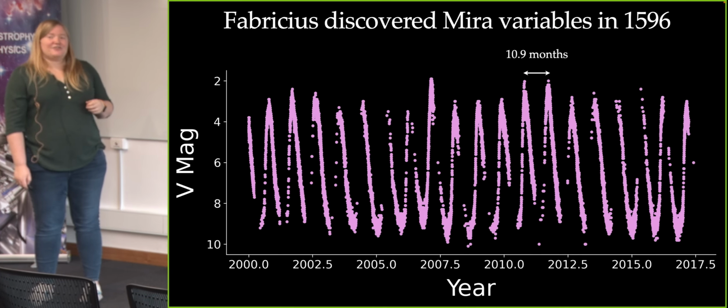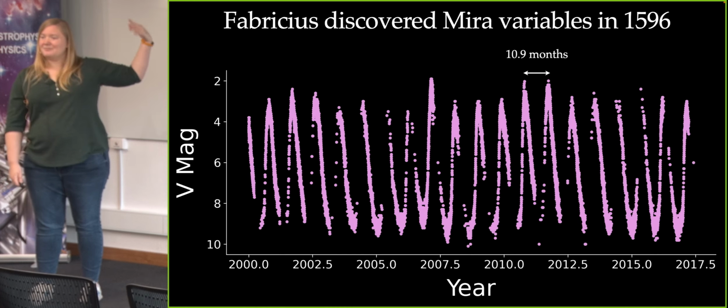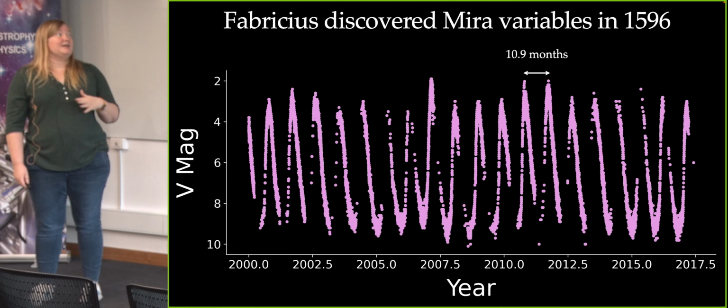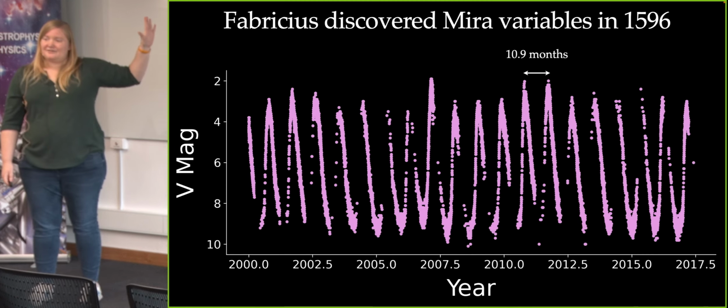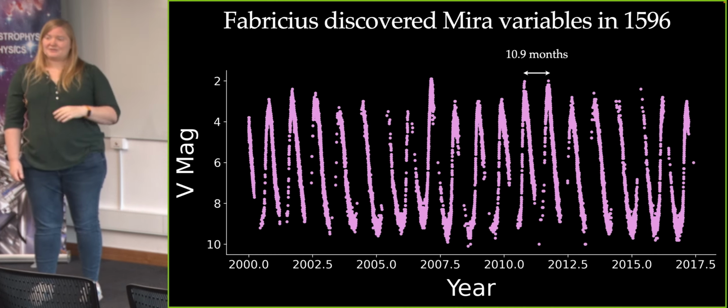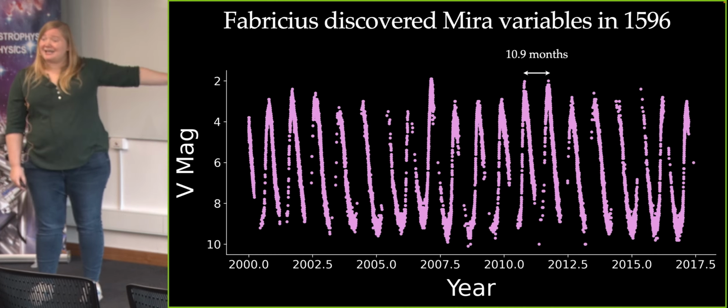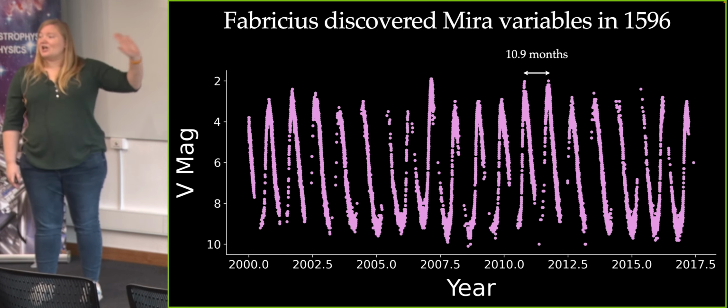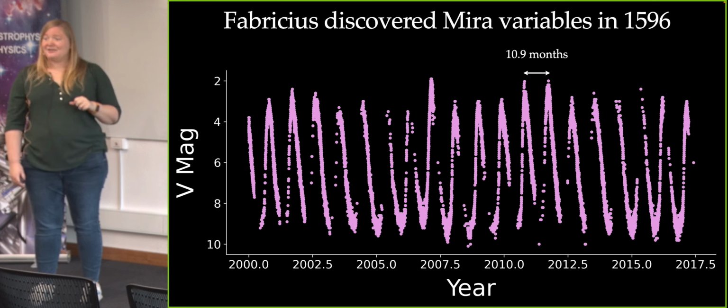So one of the first variable stars, pulsating stars that were discovered, are the Mira variables. They were discovered back in 1596 by Fabricius, who was from the Netherlands. And at the time, they thought this type of variable was actually a novae, because the period of the variability is more than 100 days. And then eventually they realized, oh, actually, it's becoming brighter again after dimming.